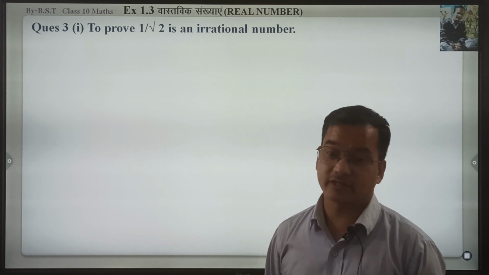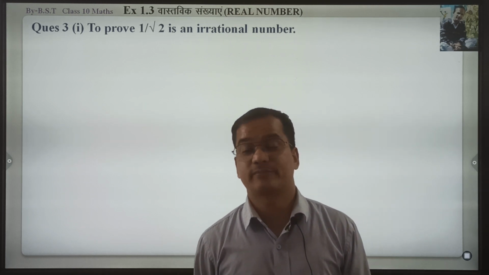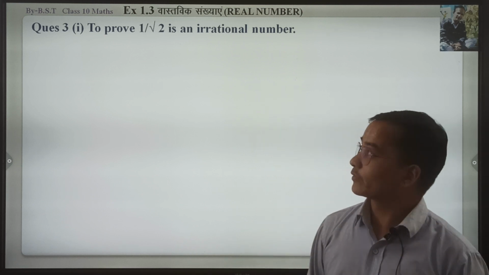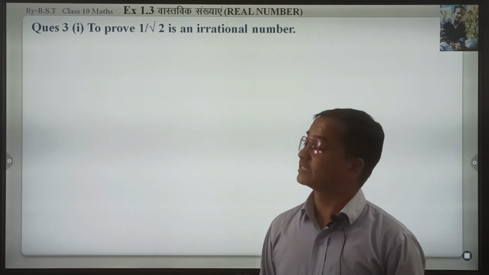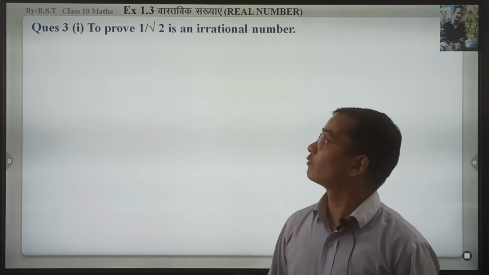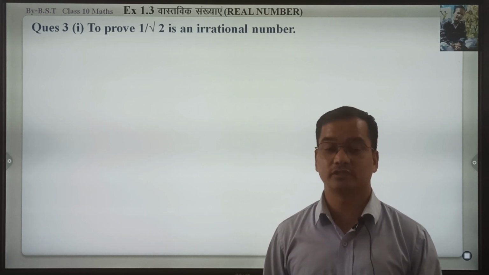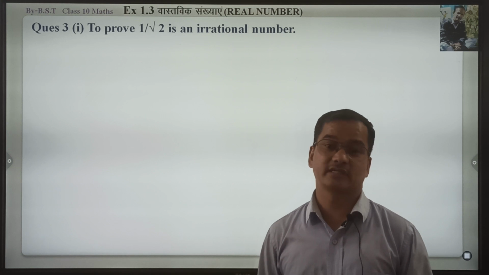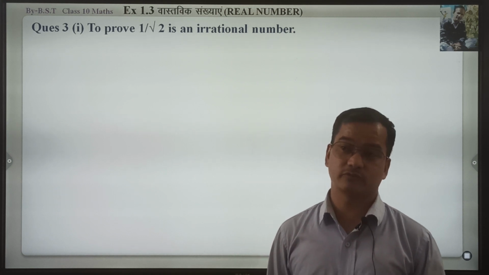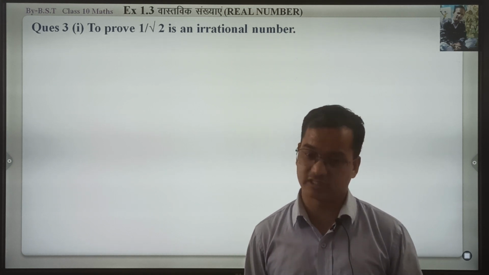You know, yesterday we discussed that root 5 is an irrational number. So students, it is very simple. Similarly, we can prove that 1 upon root 2 is an irrational number using the same steps as we did in question number first, where we had to prove root 5 is an irrational number.